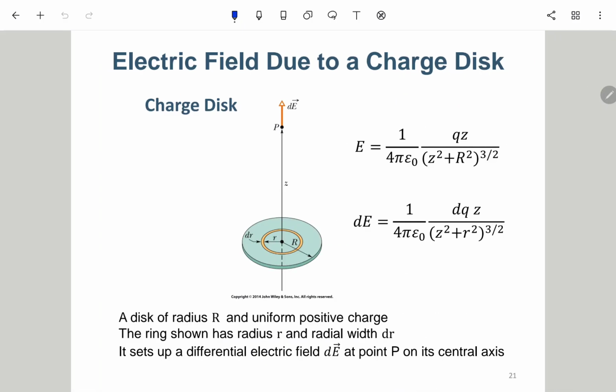We move on. So for this one, we have another structure. This is a charge disk. Here we have a charge disk with uniform charge density.